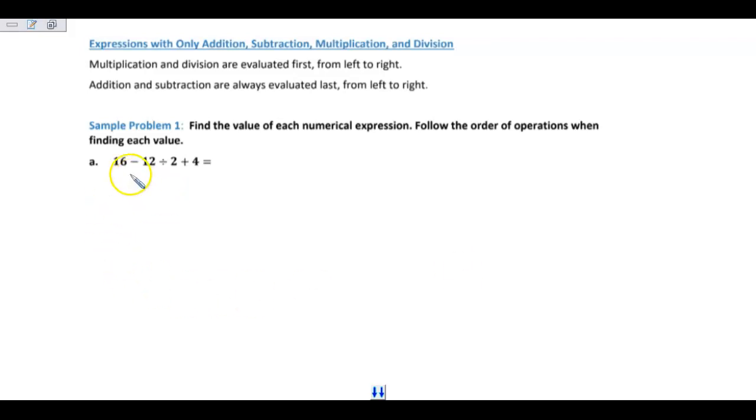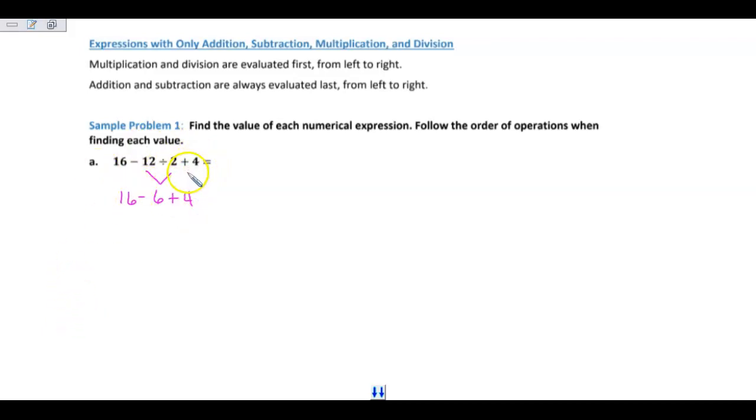So when I'm looking at this, I have 16 minus 12 divided by 2 plus 4. And the most powerful operation here is this division right here. So we are actually going to do this first. So 12 divided by 2 is 6. And then everything else comes down.